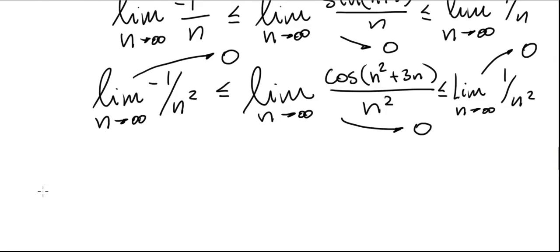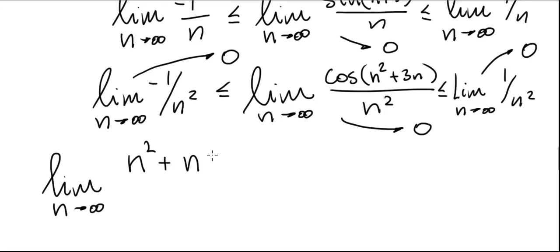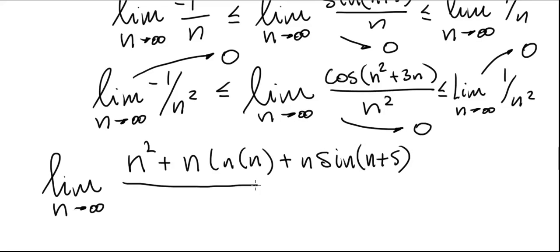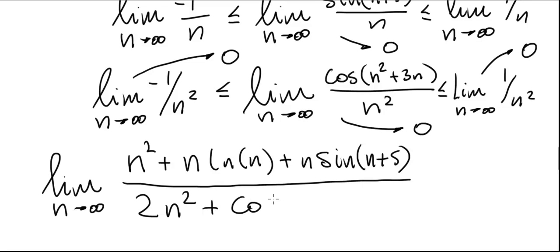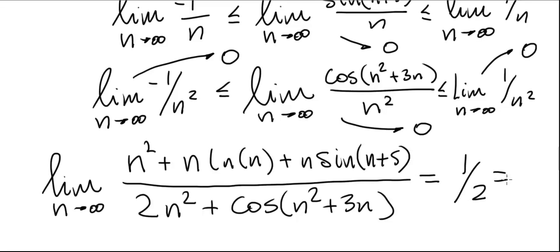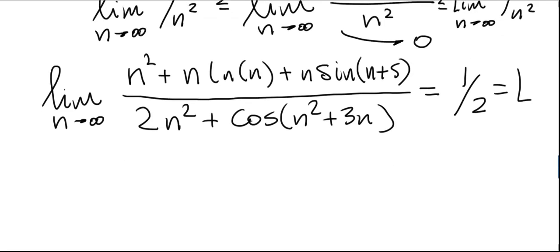So let's return to our limit. Our limit was the limit as n goes to infinity of n squared plus n times the natural log of n plus n times the sine of n plus 5, divided by 2n squared plus cosine of n squared plus 3n. And once we simplified it, we know that the limit will be 1/2, which is our L. It is positive, it is finite, and therefore we can now make the following conclusion.